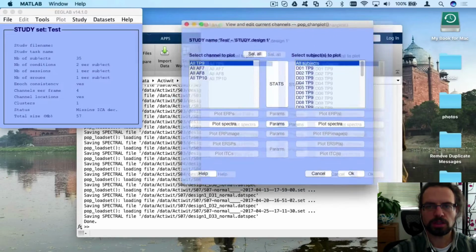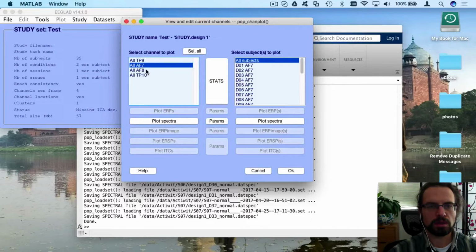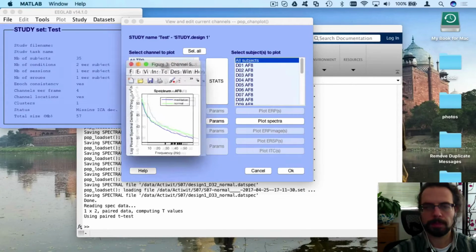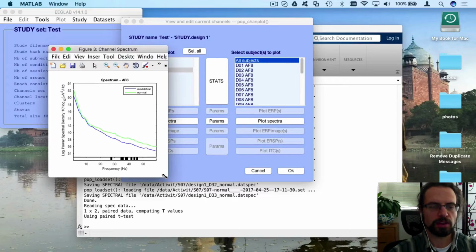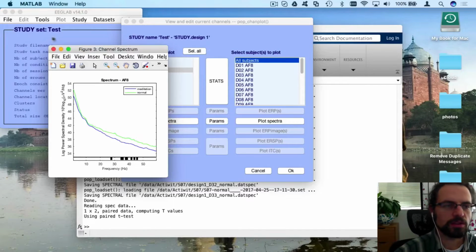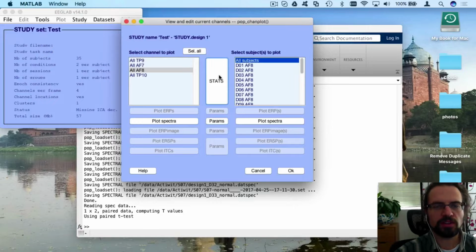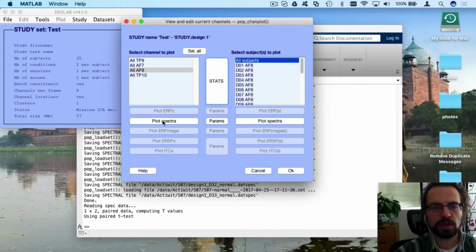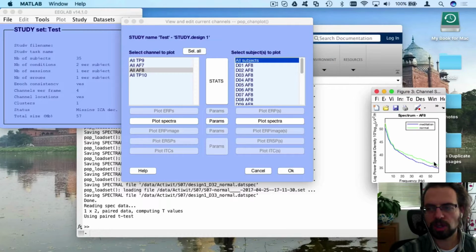Plot channel measures, AF8, and now I already have the significance because I selected it. So basically what we did last week is we didn't have any statistical significance, so that's the stat button here. This is unchecked by default, and when it's unchecked it doesn't compute statistics. If I do this, this is basically what we got last week. Here I have two states, mutation and normal, and you can see the spectrum is lower in one condition compared to the other.